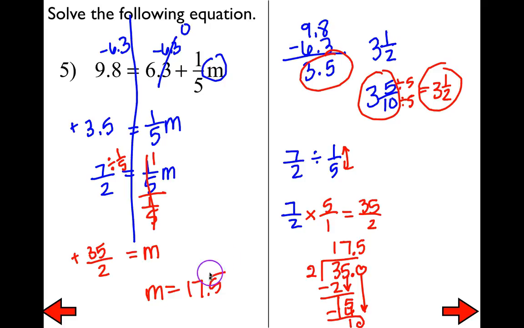Okay, and once more, you would still have to check your work by plugging that value in for m to see if you end up with a true statement. Moving on.